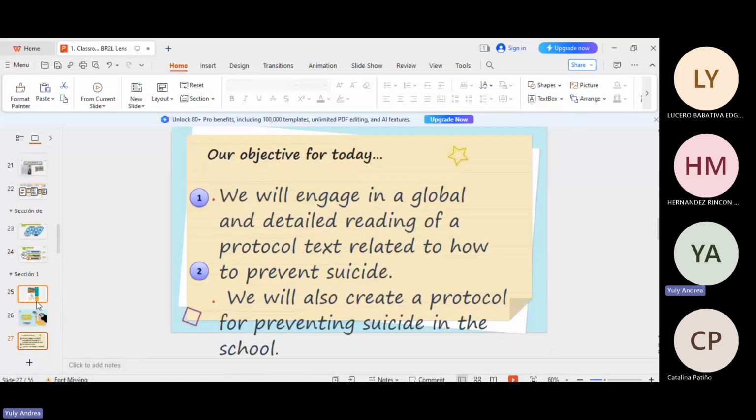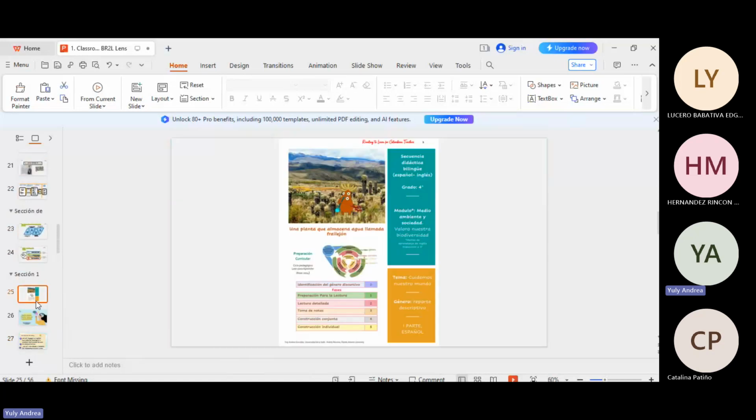So I will show you just one example. This is one unit that I did, which is about the Frailejón. This is a two learning cycle unit. It means that I first conducted it in Spanish and then in English. So I will show it to you.